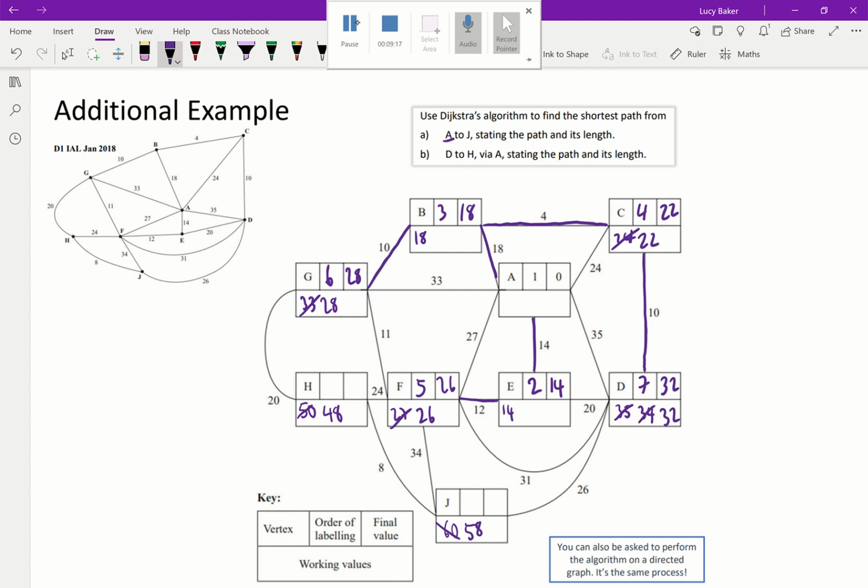So the only places I haven't been now are H and J. Well, H is going to be the next one that I label, number 8. And I can get there in a distance of 48. And that's going via this arc over here.